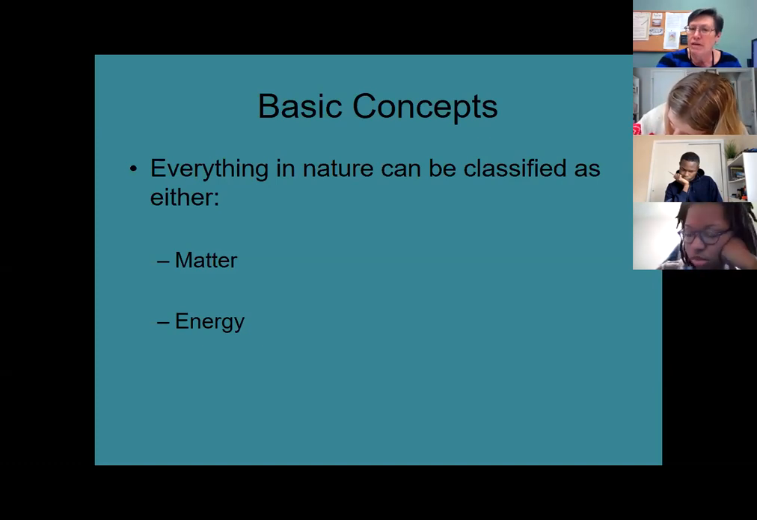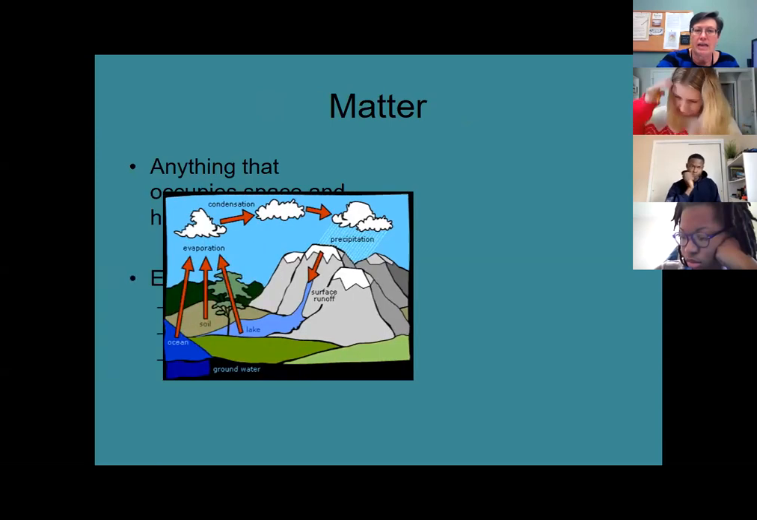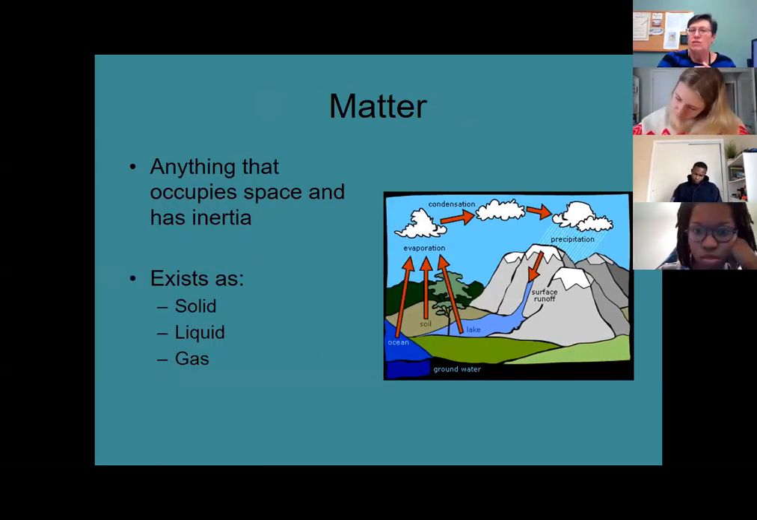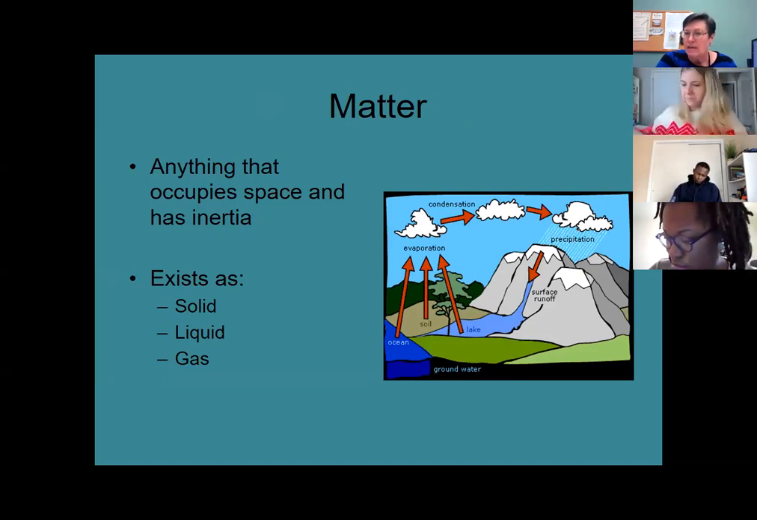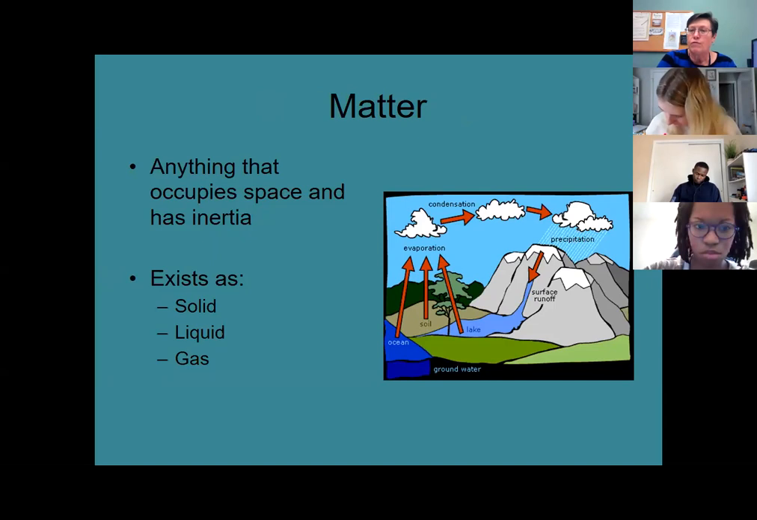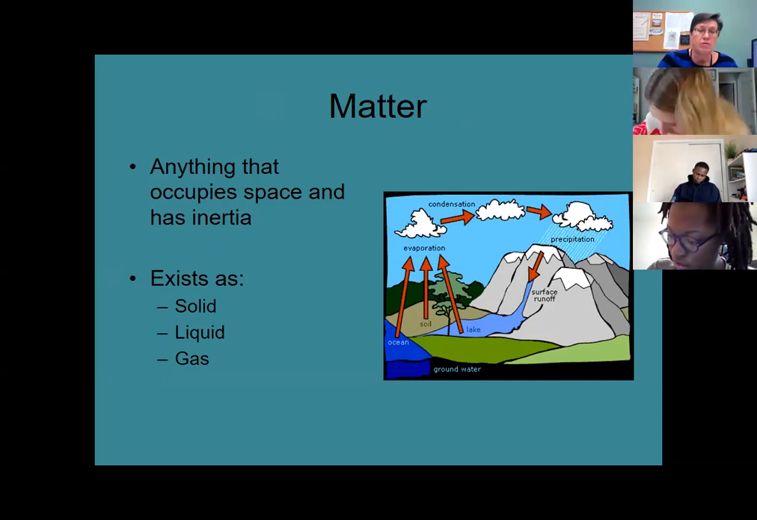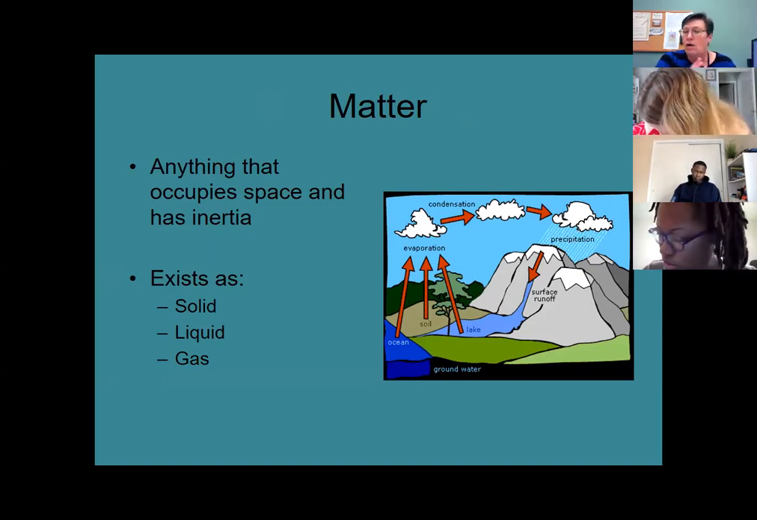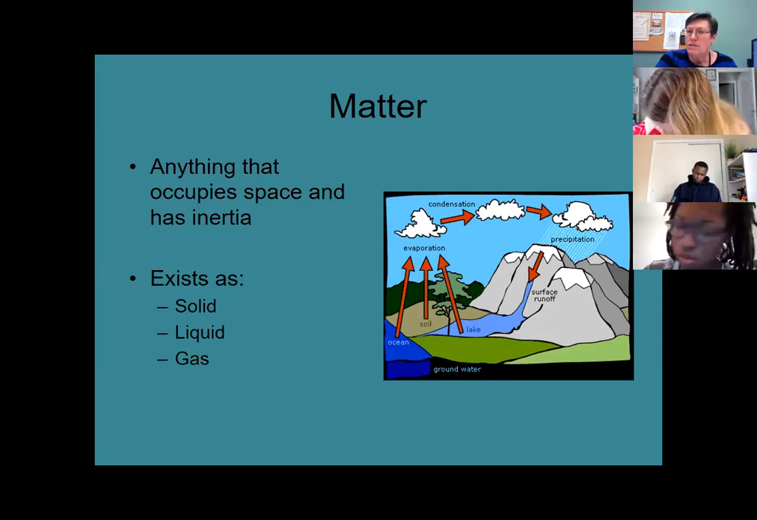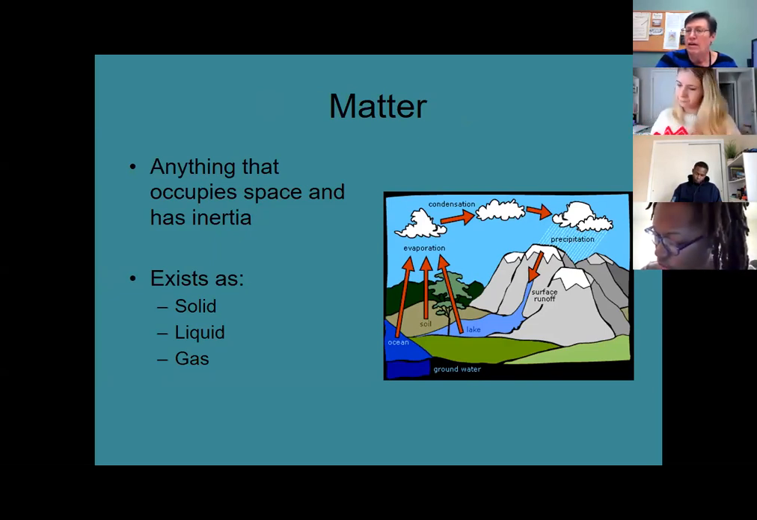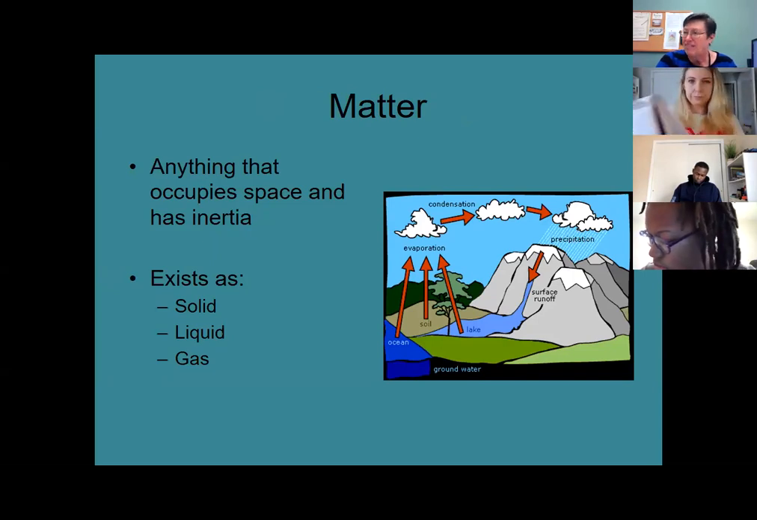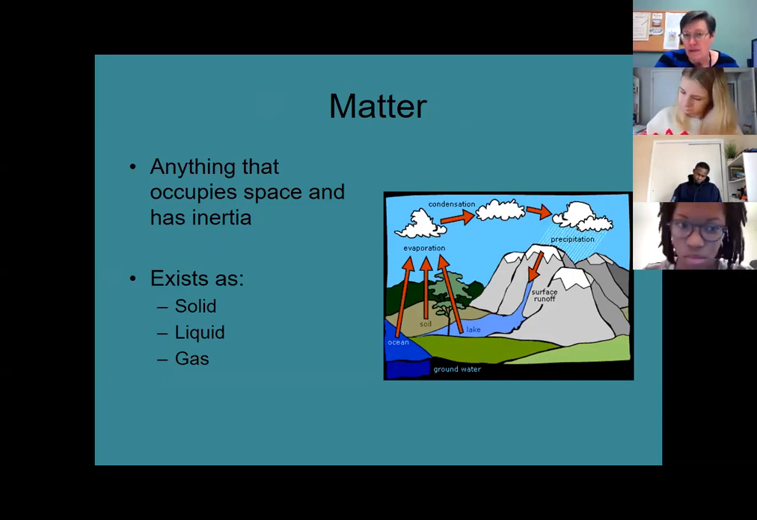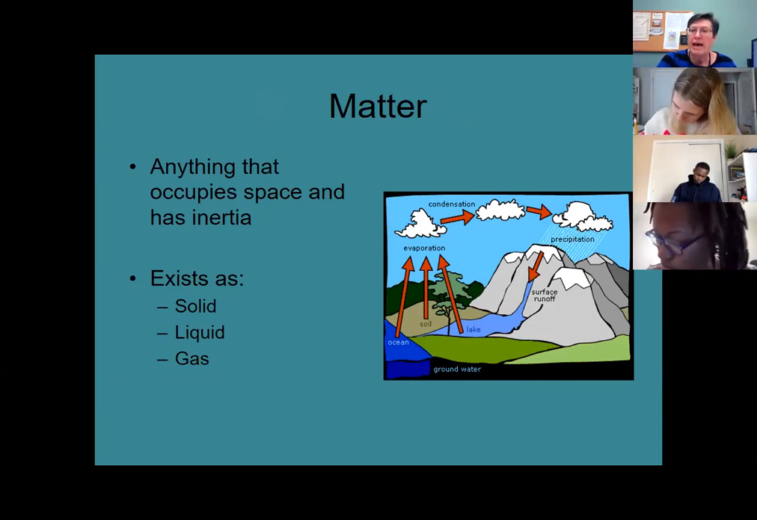So we'll start with defining matter. Anything that occupies space and has inertia is considered matter. So if you look around your workspace and you see your computer, a calculator, a pencil, your water bottle, the physical things that you can see are easy examples of matter. They occupy space. Now, what does it mean to have inertia?